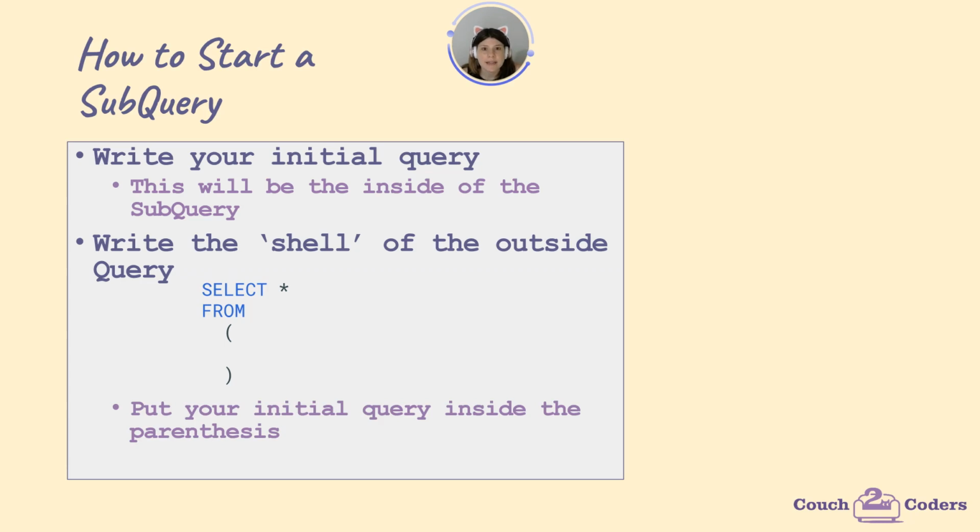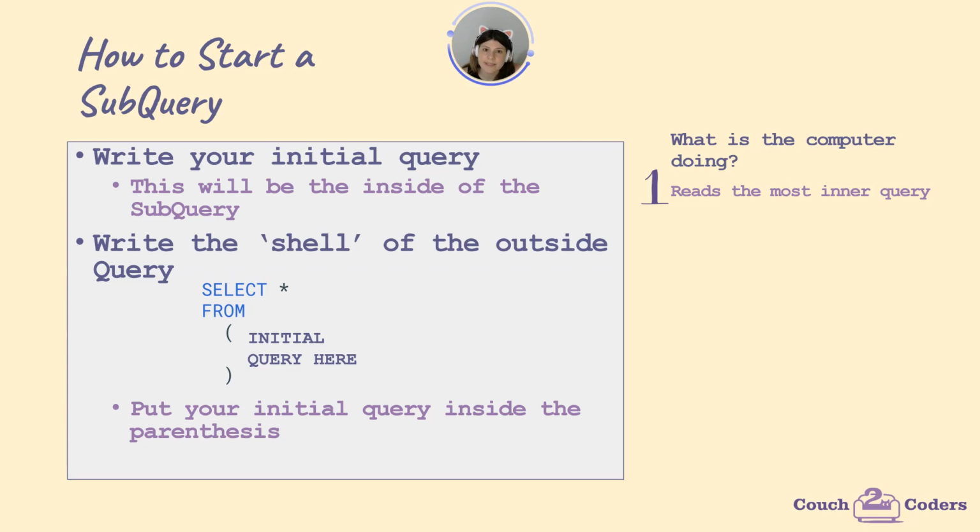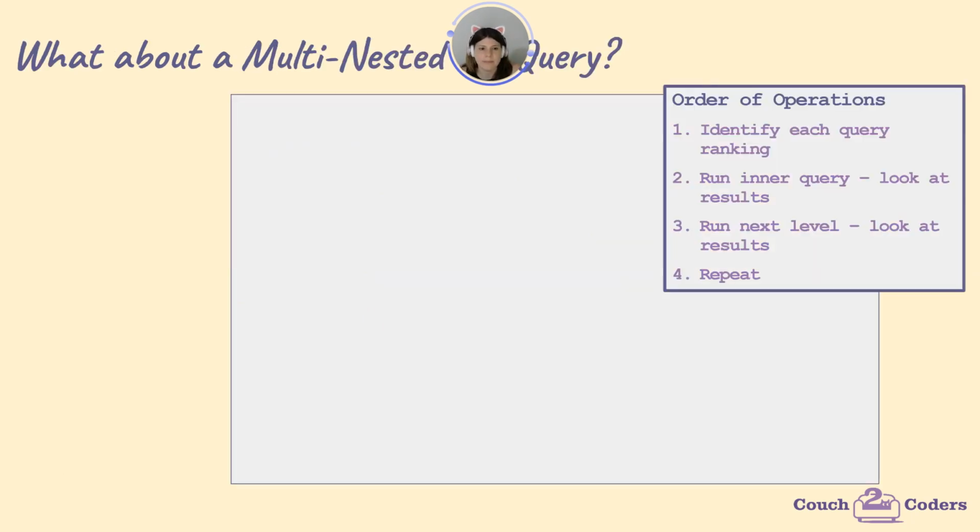You put your initial query inside the parentheses. So that's where your initial query goes. So our labeled names would go inside these parentheses, and then we would do select star from that. So what is the computer doing? First, it reads the innermost query, labeled data, just like it would do with the CTE. That's our initial query. Then it reads the outer query, the select star from our base query.